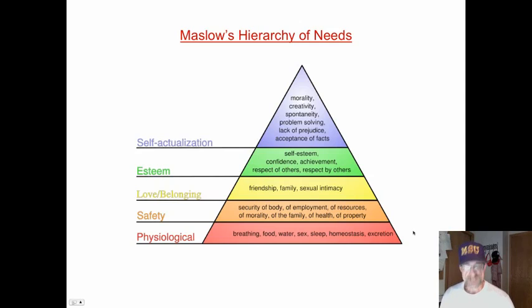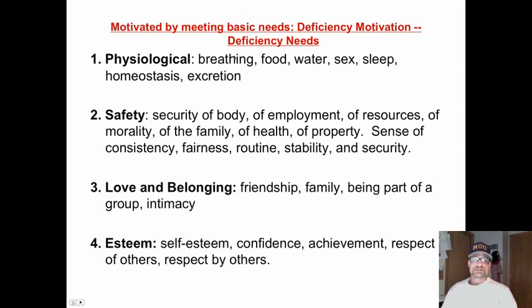Now, not everyone agrees with that in a literal sense, but that is the idea. Certainly, if you don't have food and water, if kids aren't having breakfast, or if they're afraid of their emotional or physical safety, they are not going to be able to learn. So, if you are motivated by meeting the lower needs, that's called deficiency motivated. These are deficiency needs: physical, safety, love and belonging, and esteem.